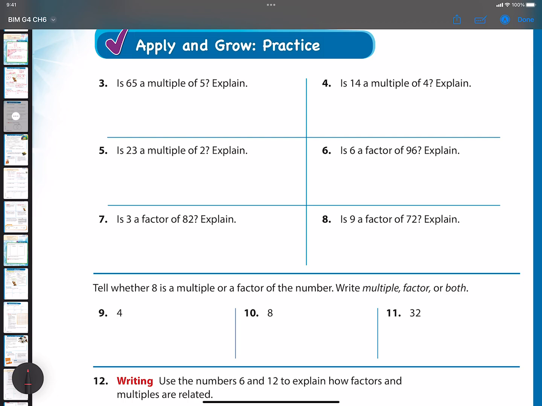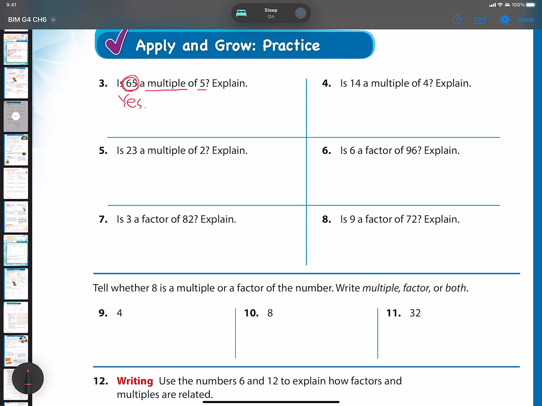All right, so now number 3. Is 65 a multiple of 5? Which means, is 65 divisible by 5? That's the question. Yes, we know the divisibility rule, right? Any number with the last digit 0 or 5 is divisible by 5. That means this 65 is a multiple of 5. So the answer is yes.